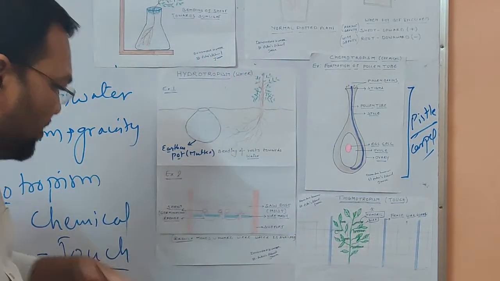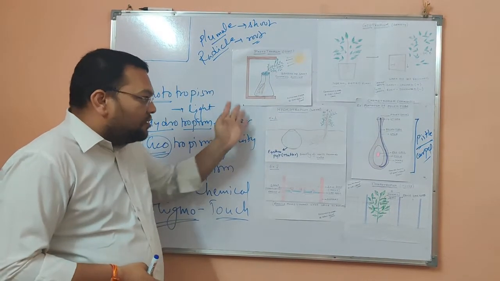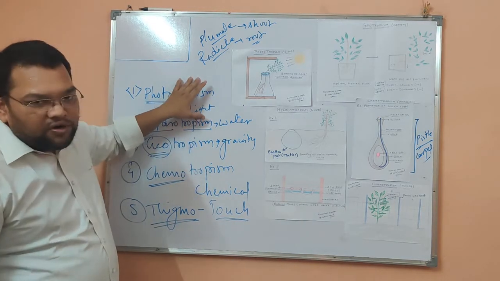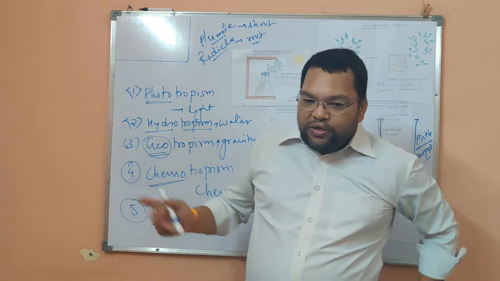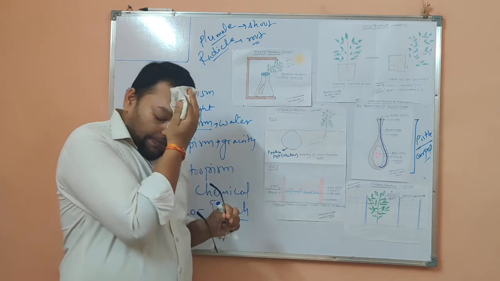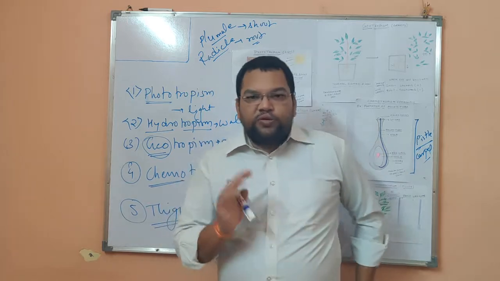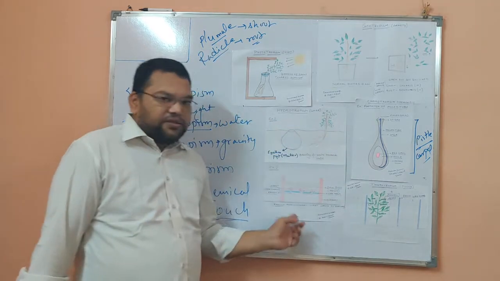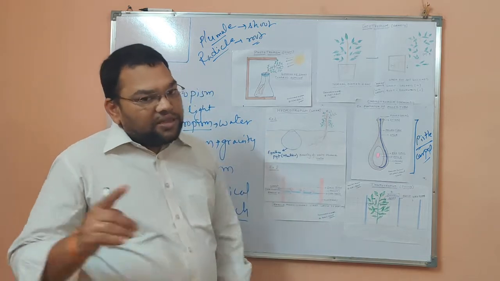Now this is the best example of what we studied for tropism, or tropic movements. Now the next portion is the nastic movement. I told you in the video that nastic movements are non-directional movements. Now all these tropic movements show direction, but the nastic movements are non-directional.